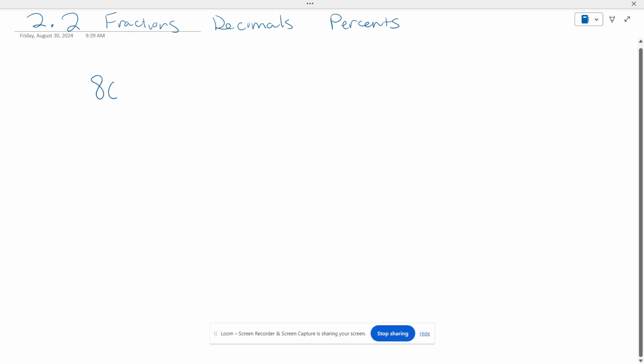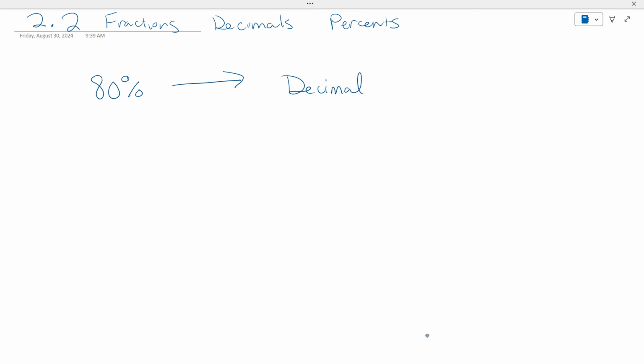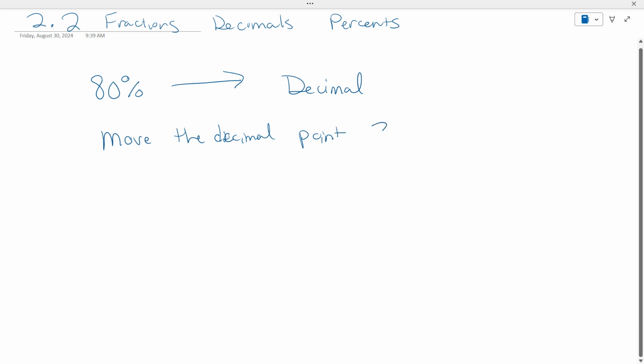So we're going to start out with a percent, and we have to change that into a decimal. Anytime you change a percent into a decimal, what we need to do is move the decimal point 2 places to the left when we're going from a percent to a decimal.